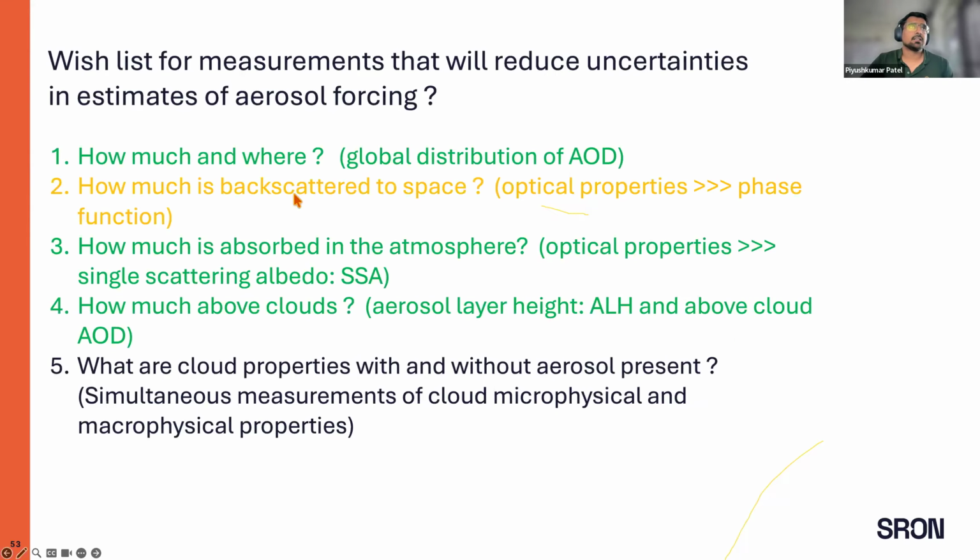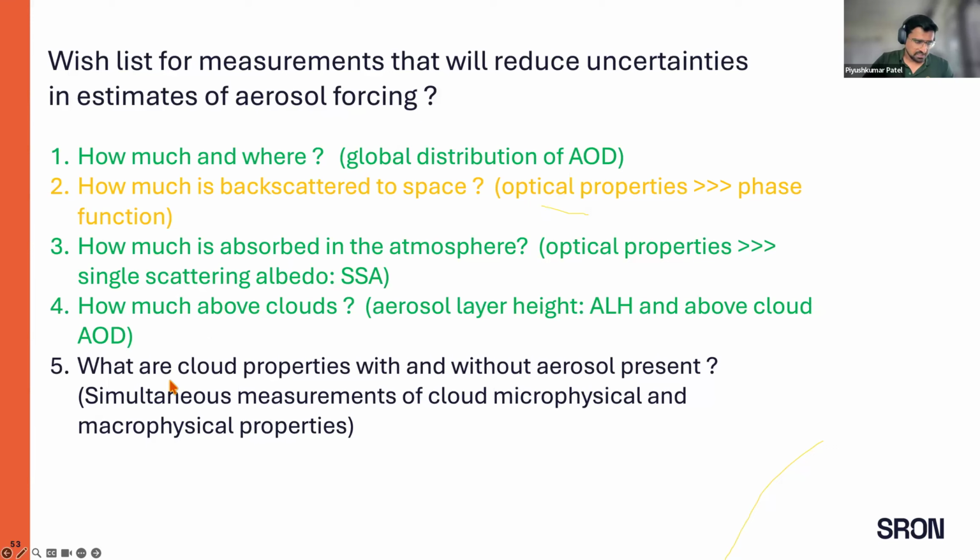Now, about the wish list. We already hit the first two points. The third point is how much is absorbed in the atmosphere. We have detailed information on chemical composition, size, and shape that will answer this question. The fourth is how much aerosol is above the clouds. We are also retrieving the aerosol layer height and above-cloud AOD, so that will give the information about how much is above the cloud.